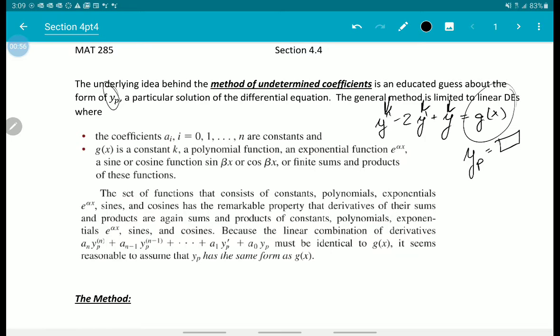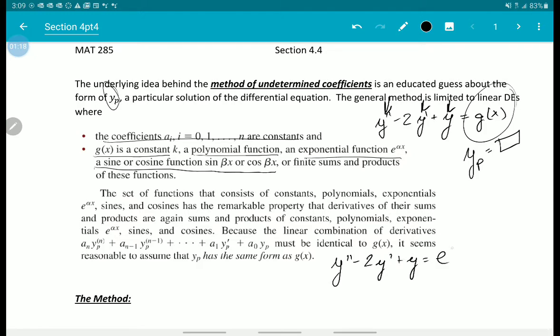Now, it works really well if we have a constant on the right-hand side, or a polynomial, or an exponential function, or even sines and cosines, or any combination of those things above. So, just to give you an idea of what's going to happen here.